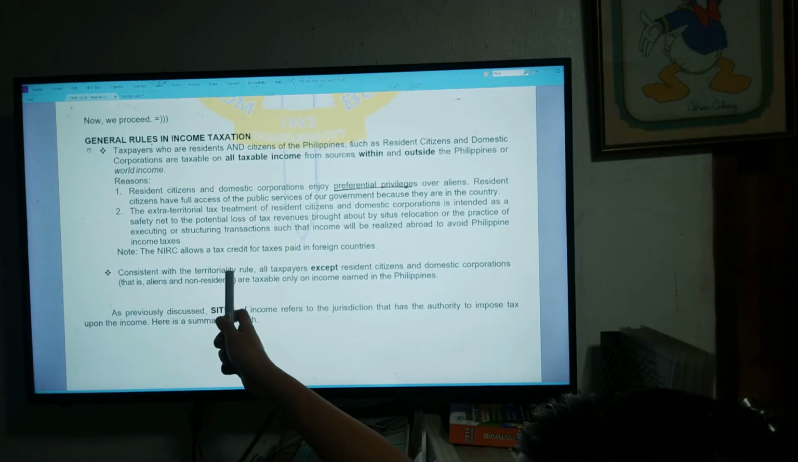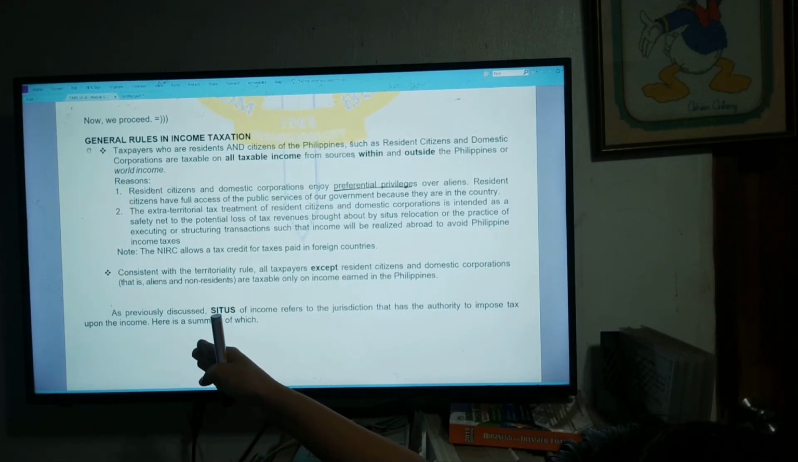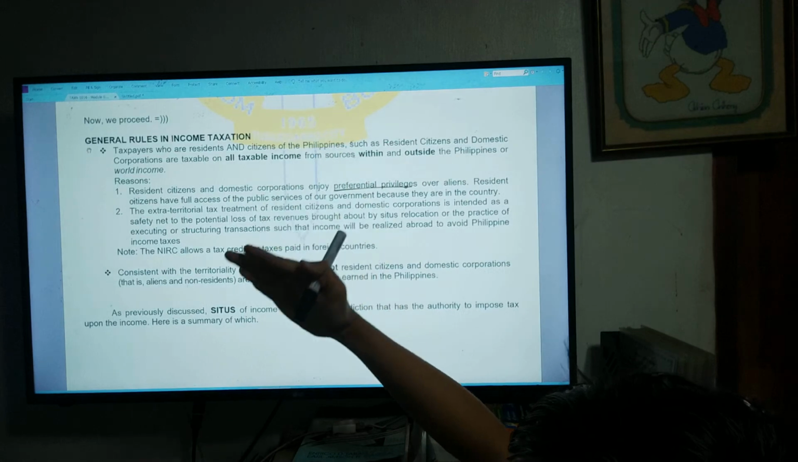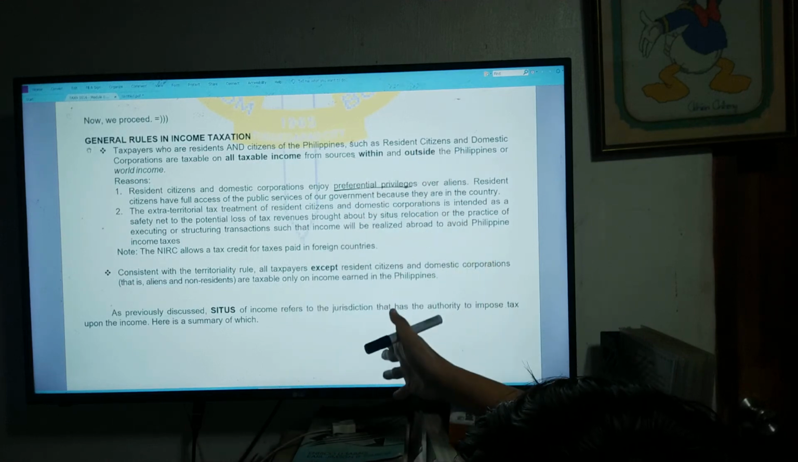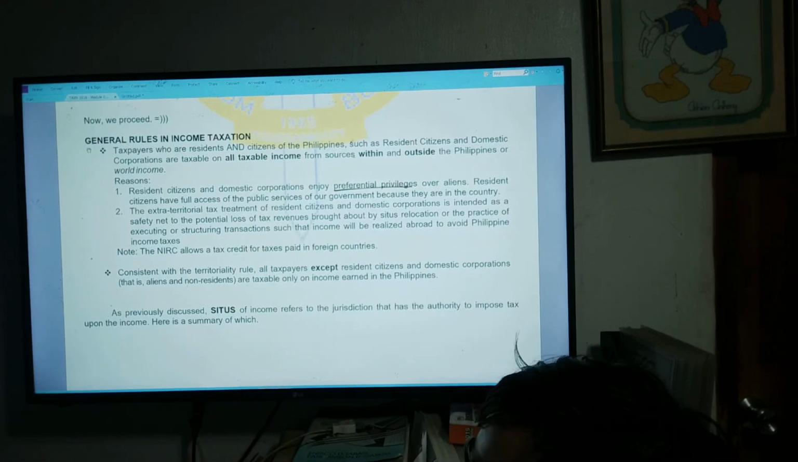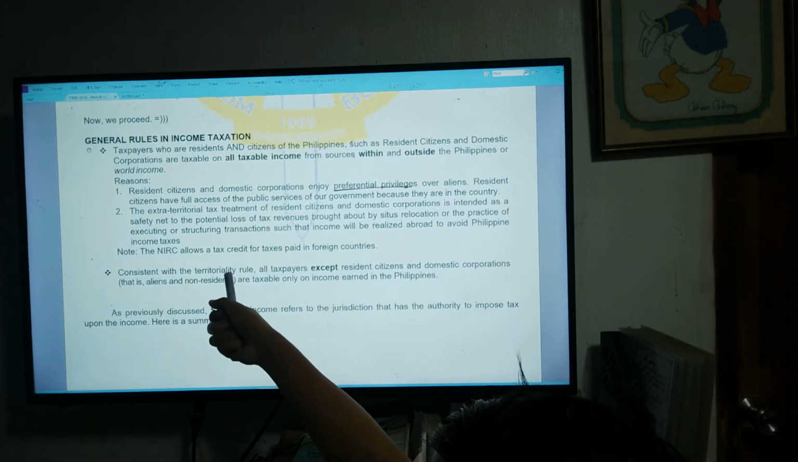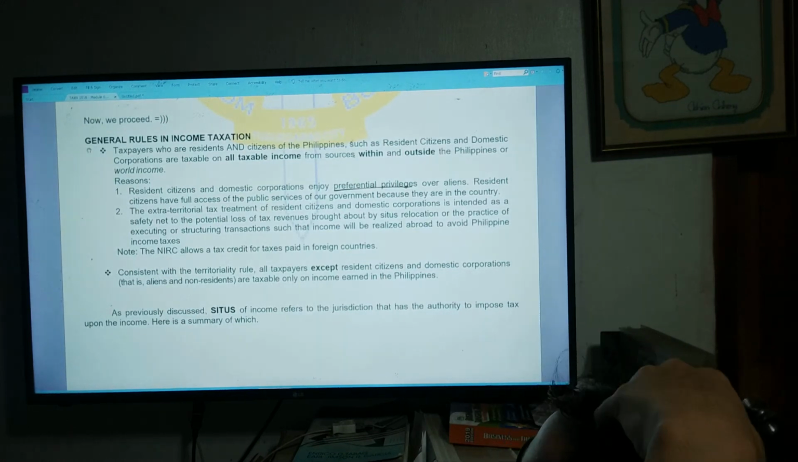And of course, because of the territoriality principle, except for resident citizens, makikita nyo sa table natin kanina, NRC to NRA-NETB, lahat sila are only taxable on items within the Philippines and not outside the Philippines. Yung mga items of income nila na sa loob ng Pilipinas nanggaling are taxable, while the items of income outside of the Philippines are not taxable under Philippine jurisdiction. It's because of the situs or the territoriality principle. So yun ho yung general rules ng income taxation natin.